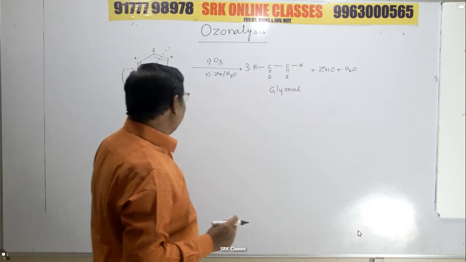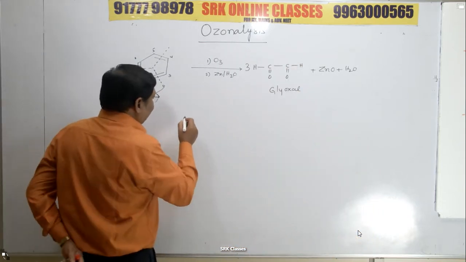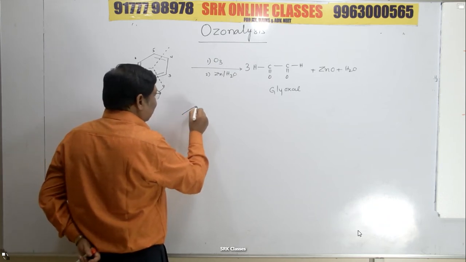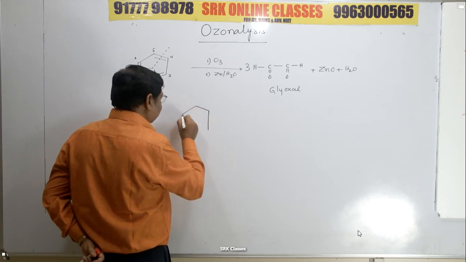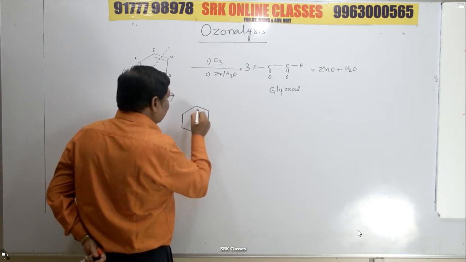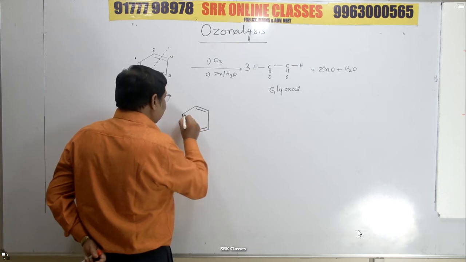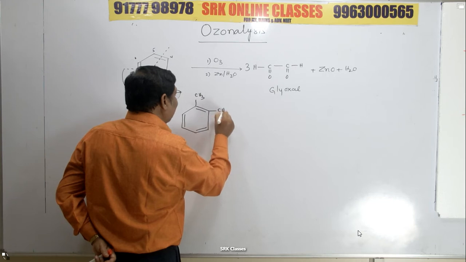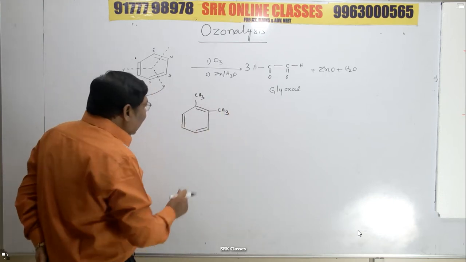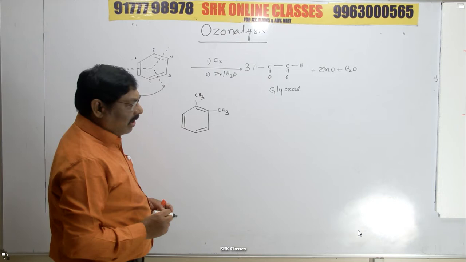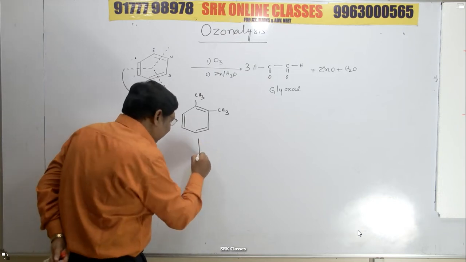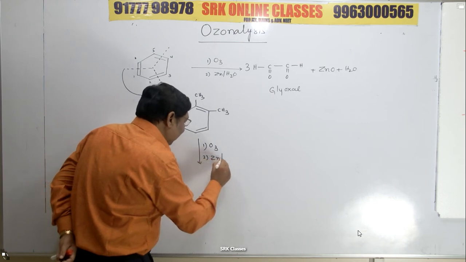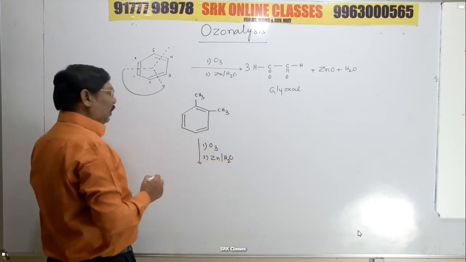I am taking one simple example here. I am taking dimethyl benzene, which is nothing but xylene. This is the structural formula of xylene, with CH3 groups. Dimethyl benzene is called xylene. If xylene has only this structure, what are the ozonolysis products? I am writing the ozonolysis: addition of ozone followed by hydrolysis in the presence of zinc and H2O.